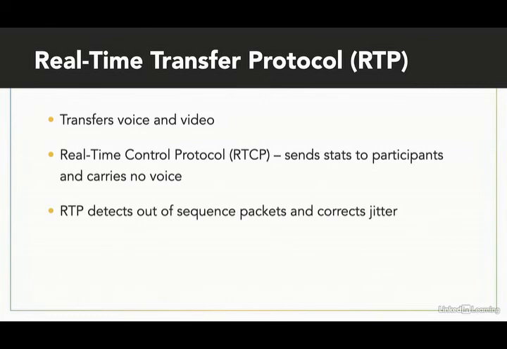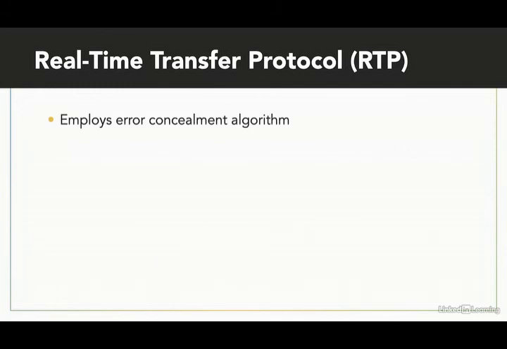RTP can detect out-of-sequence packets and can perform jitter correction. It also allows for multicast delivery to multiple destinations simultaneously. RTP employs an error concealment algorithm, which means it can sustain some packet loss without users noticing. Couple this with a need for audio packets to be transmitted as quickly as possible, and it's clear why RTP employs UDP as its delivery mechanism.